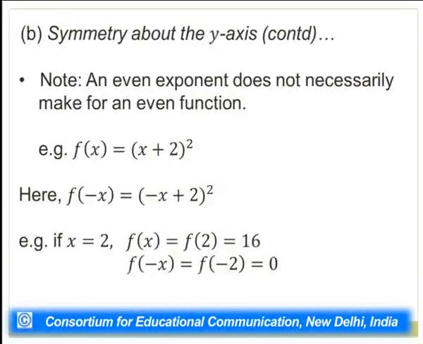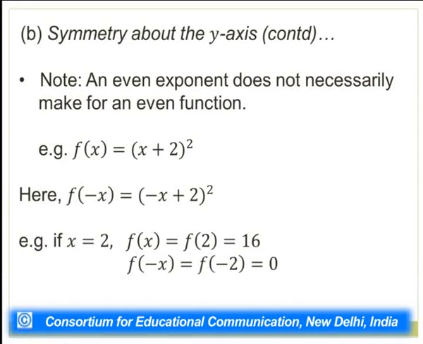Now, note here that just because you have an even exponent in the equation, that does not necessarily mean that you have an even function. So, for example, if we take a function like f(x) equal to (x plus 2) the whole squared, please take a look at this slide. Here, if f(x) is equal to (x plus 2) the whole squared, then f(minus x) is going to be (minus x plus 2) the whole squared, which is basically (2 minus x) the whole squared, and that we see is a different mathematical expression. Clearly, f(minus x) is not equal to f(x) here.